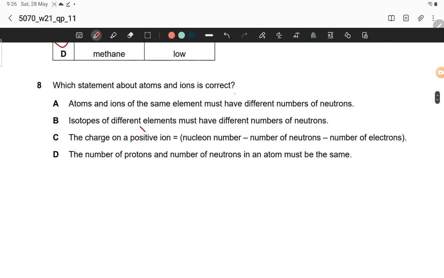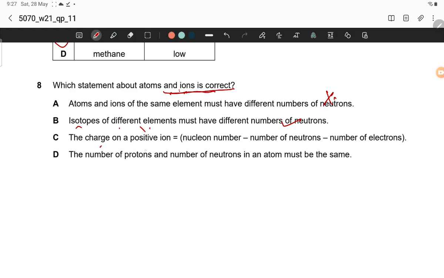Which statement about atoms and ions is correct? Atoms and ions of the same element must have different numbers of neutrons. So it is not correct. Isotopes of different elements must have different numbers of neutrons. This is correct, but this is not in the context of ions.